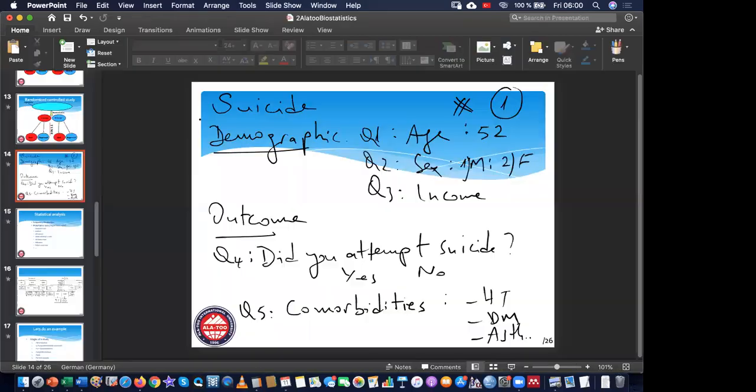Then comes number 3. What kind of variable is this? Income. Is it numerical or categorical? Categorical. If it has categories, it is categorical. Does it have categories, this income here? Let's say I will type in 20,000.